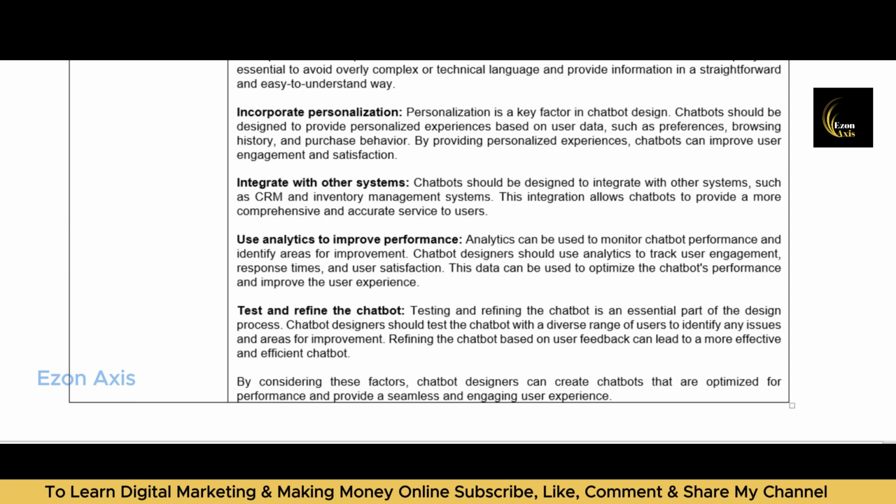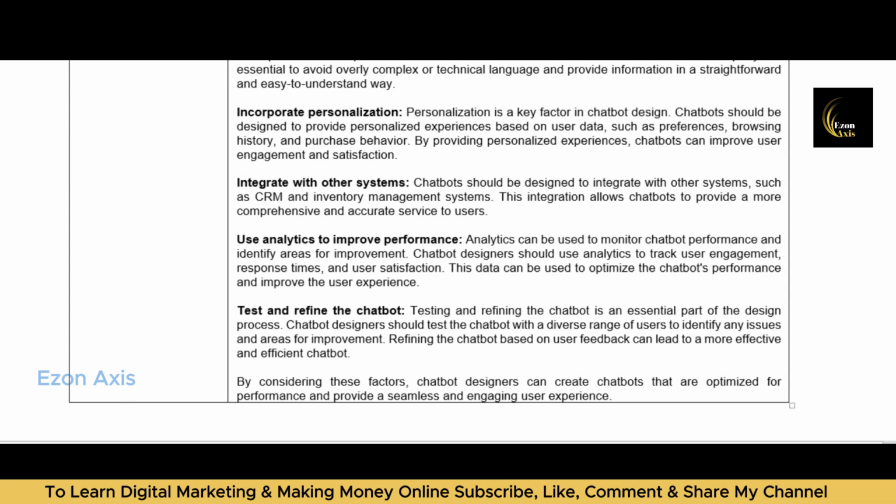Test and refine the chatbot. Testing and refining the chatbot is an essential part of the design process. Chatbot designers should test the chatbot with a diverse range of users to identify any issues and areas for improvement. Refining the chatbot based on user feedback can lead to a more effective and efficient chatbot.